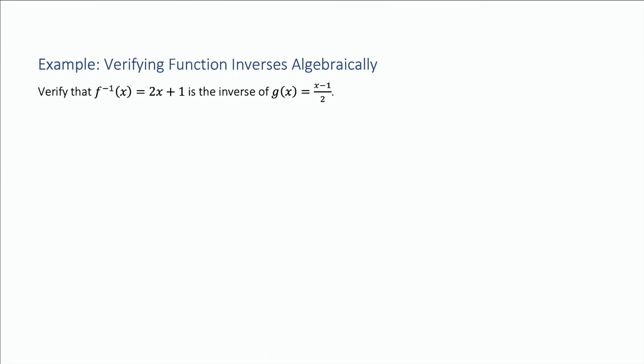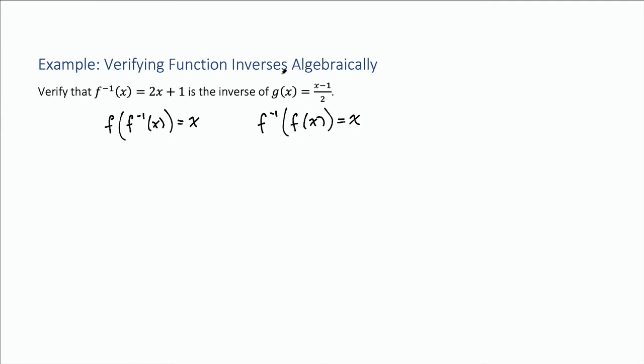Now, given two functions, we'd like to be able to verify that the functions are inverses of each other, okay? And to do that, we just need to know the property that inverse functions cancel each other out. In other words, we want f of f inverse of x to equal x, and we want f inverse of f of x to equal x. Both of these should be true for inverse functions.